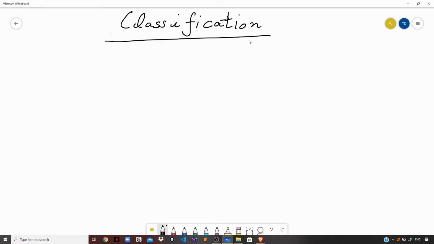In the previous video we learned about the gradient descent algorithm. We'll implement that as well in a later video. If you haven't watched those videos yet, do watch them first, otherwise you will not be able to understand most of the things in this video. From this video onwards, we are starting a new topic, which is classification.